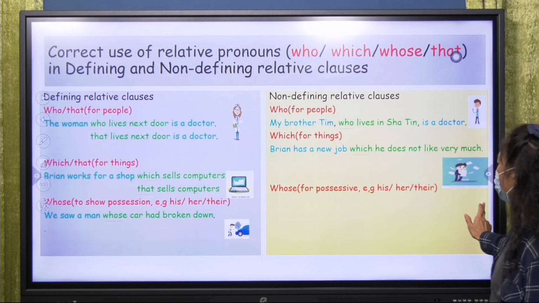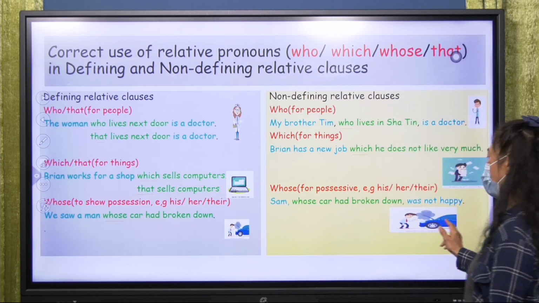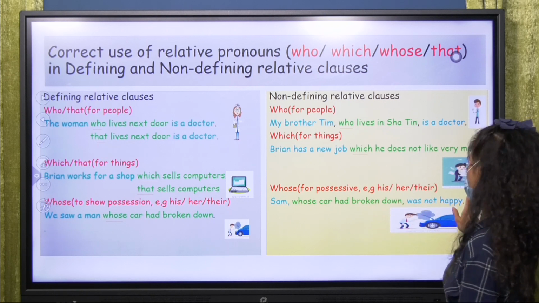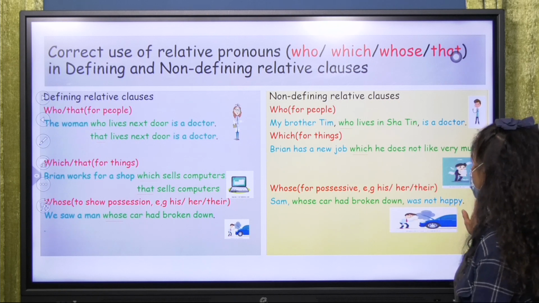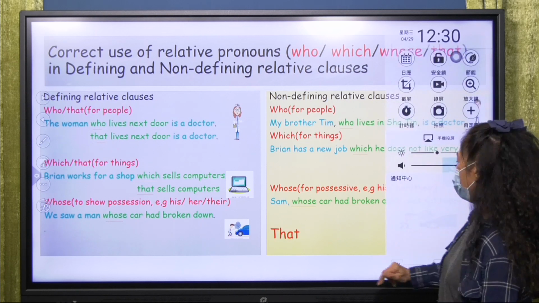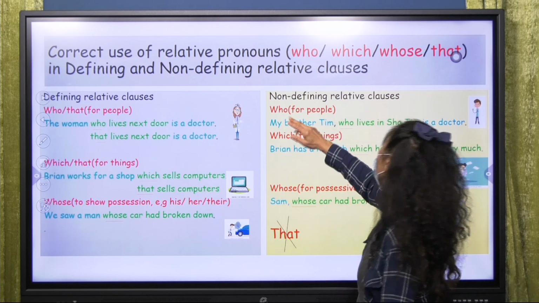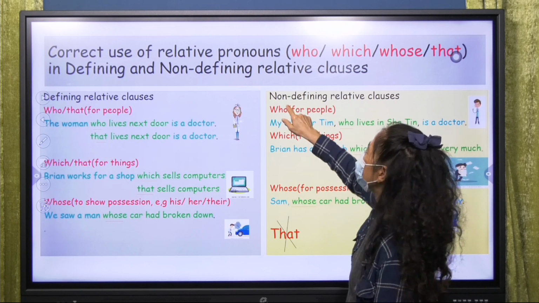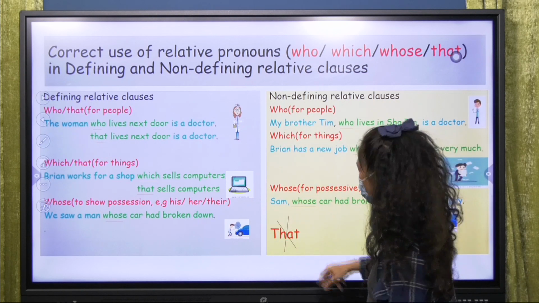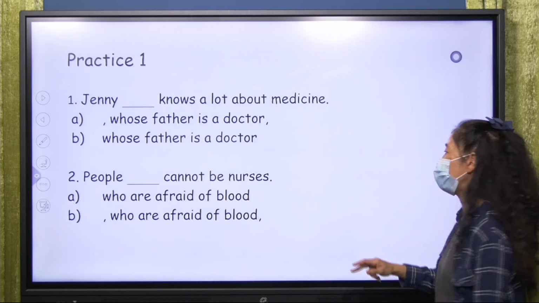And then possessive, whose? For possessive only. Sam, whose car had broken down, was not happy. Now you will find here, in non-defining clauses, we don't have that. Do remember, this is the difference: in a non-defining clause, we cannot use that to replace who or which. You have to remember this.